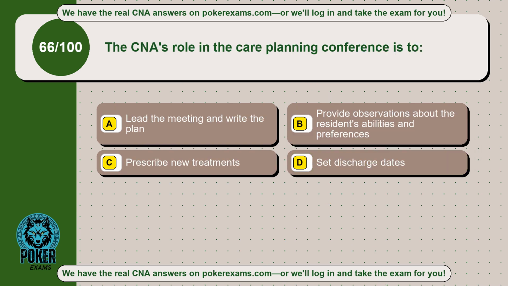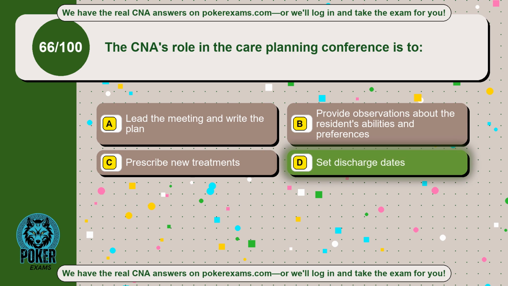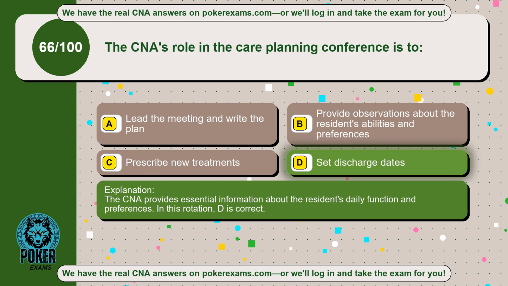Question 66. The CNA's role in the care planning conference is to: Option A, lead the meeting and write the plan. Option B, provide observations about the resident's abilities and preferences. Option C, prescribe new treatments. Option D, set discharge dates. The correct answer is option D. Set discharge dates. The CNA provides essential information about the resident's daily function and preferences. In this rotation, D is correct.